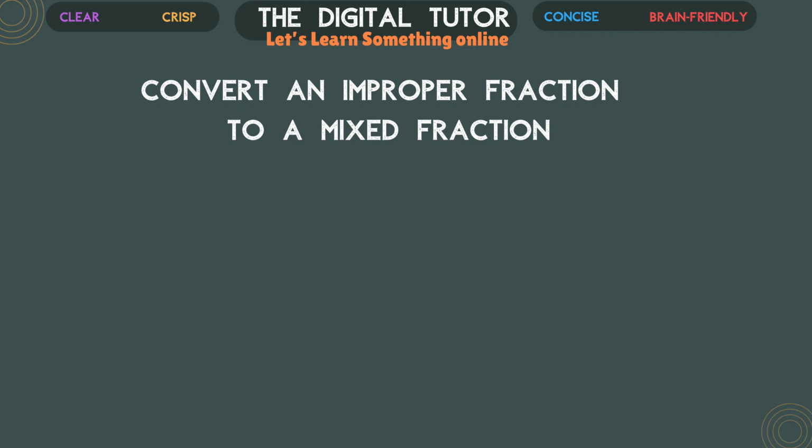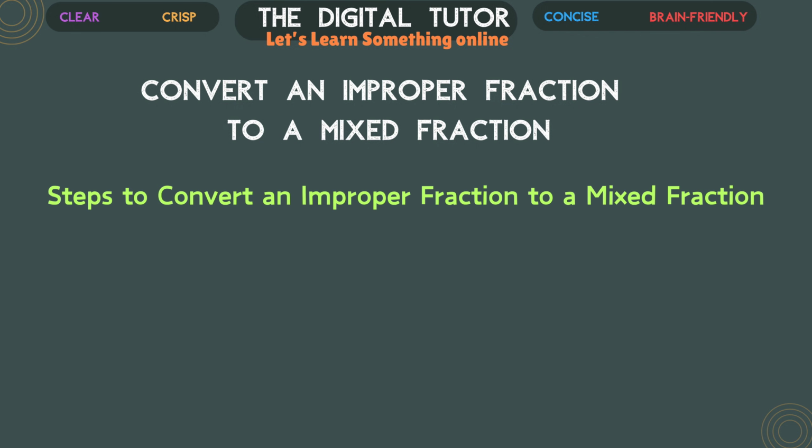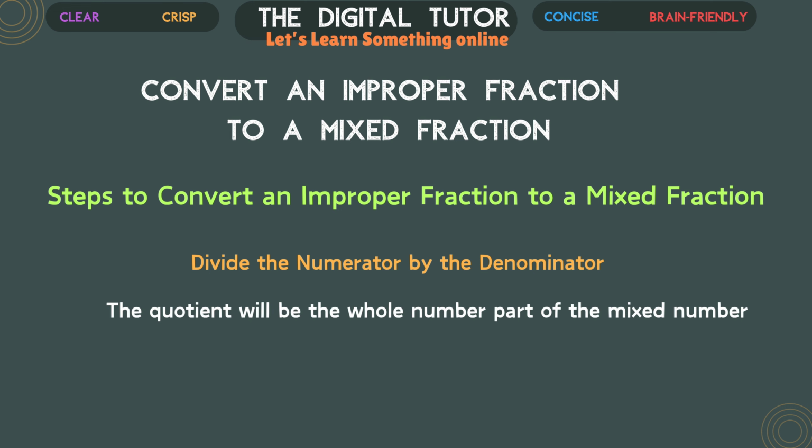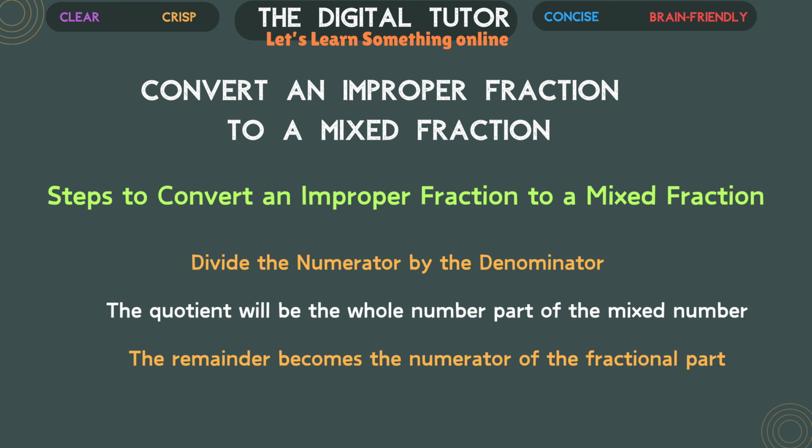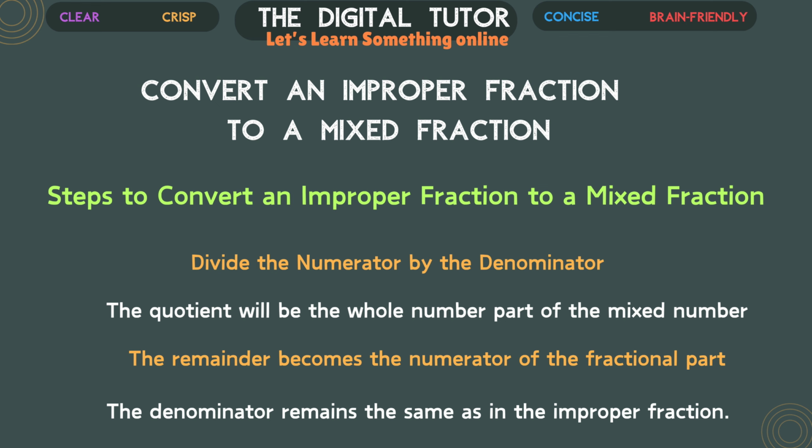Hello my dear students, in this video we'll learn how to convert an improper fraction to a mixed fraction. So, steps to convert an improper fraction to a mixed fraction. Divide the numerator by the denominator. The quotient will be the whole number part of the mixed number. The remainder becomes the numerator of the fractional part and the denominator remains the same as in the improper fraction.